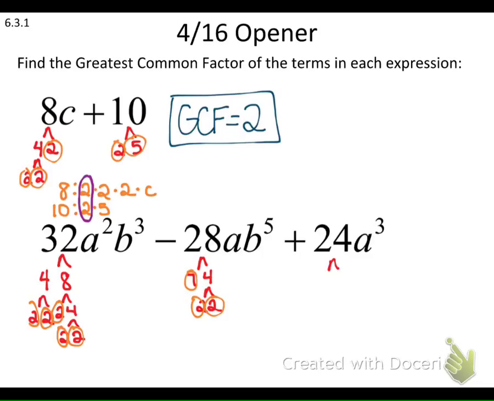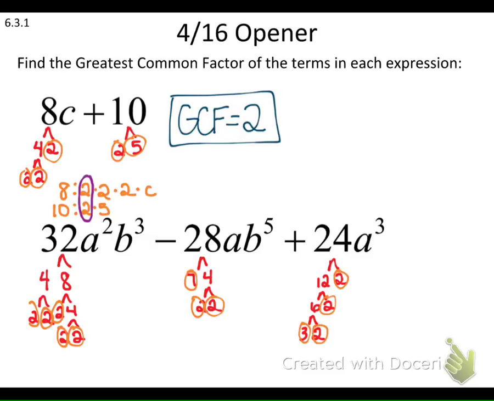Anybody. Actually, let's do Haley. What two numbers multiply to get 24, Haley? 12 and 2. Circle the 2. And then 12 equals 6 times 2. 6 times 2, and then circle the 2. 6 goes into 3 times 2, and you just circle this 2. Very good.